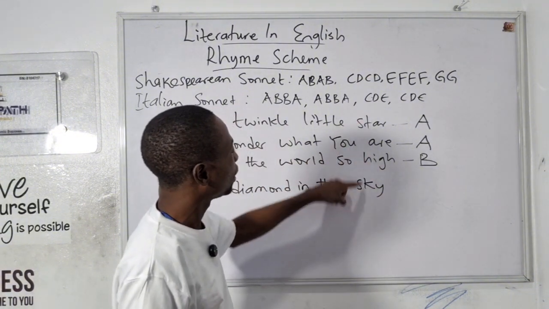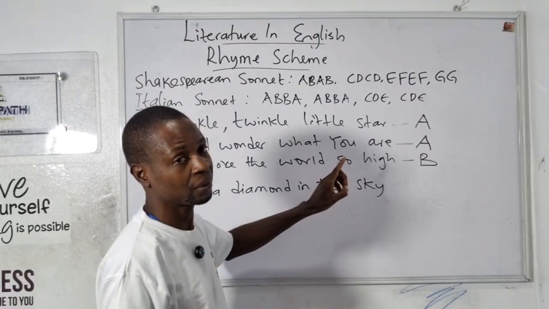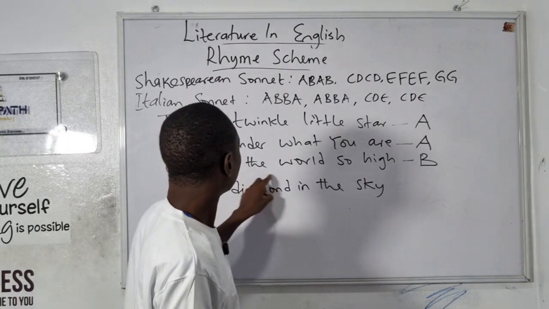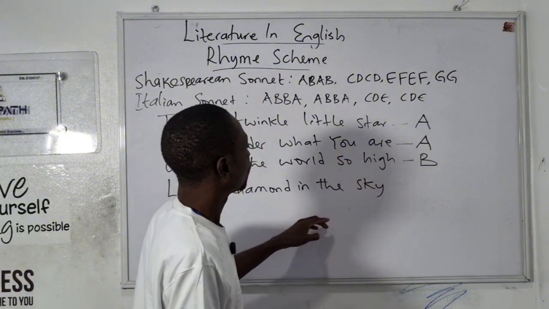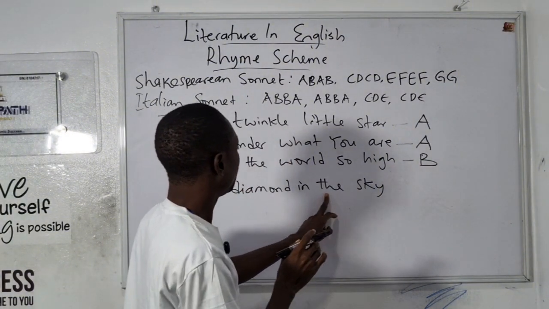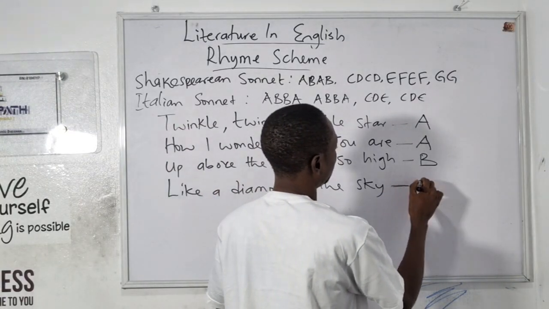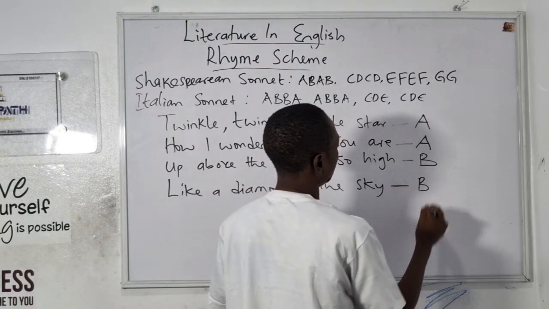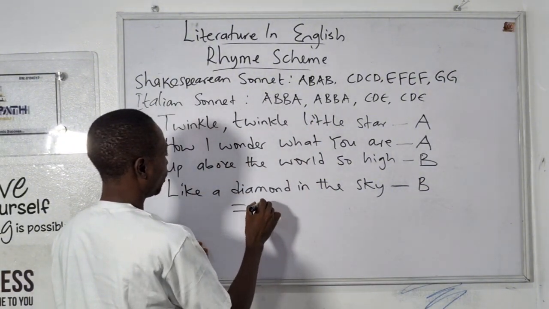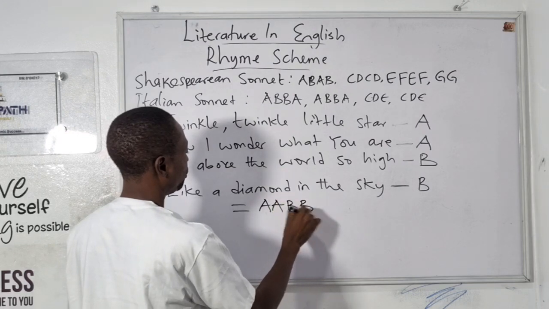Remember, you are mostly concerned with the last words, and also with the vowel sound in the last word. Up above the world so high, you name this B. Like a diamond in the sky, you also name this B. So in that case, the rhyme scheme is equal to A, A, B, B.